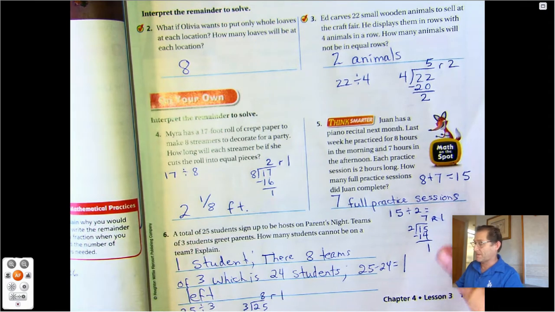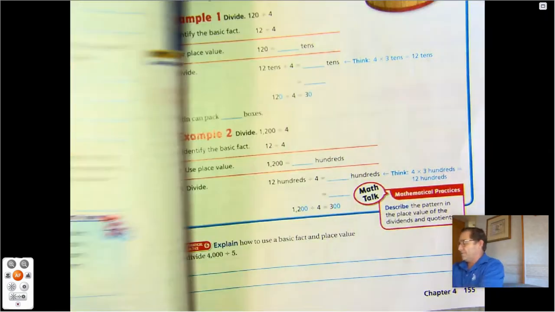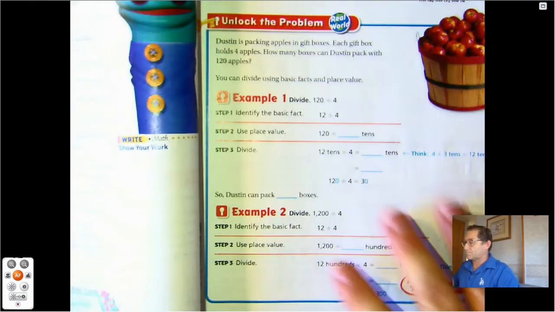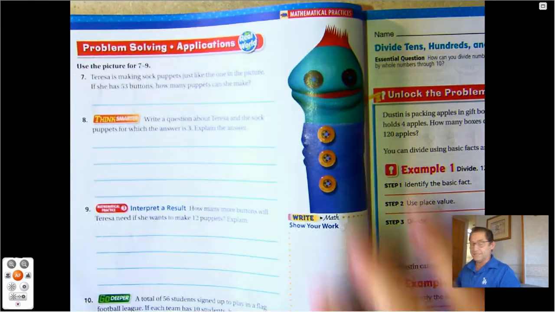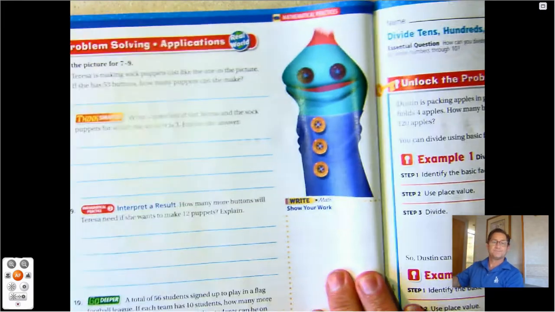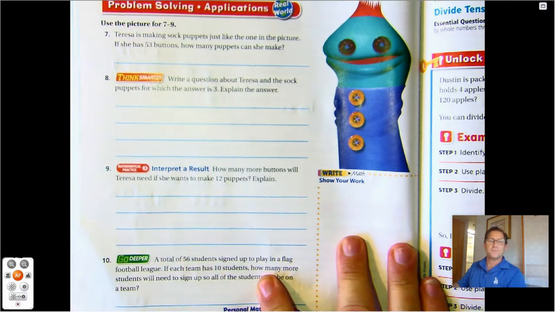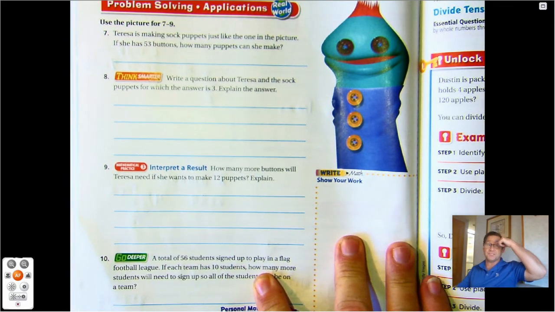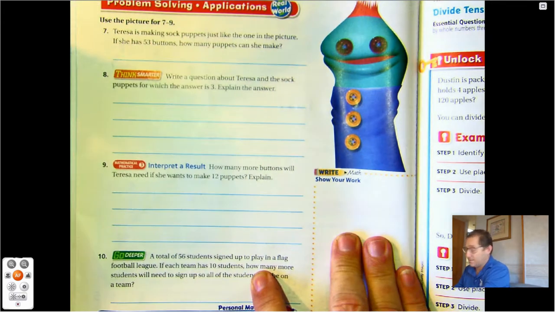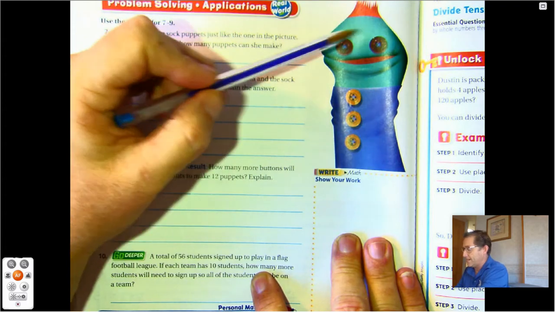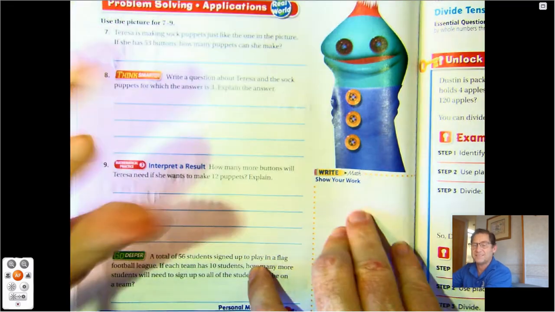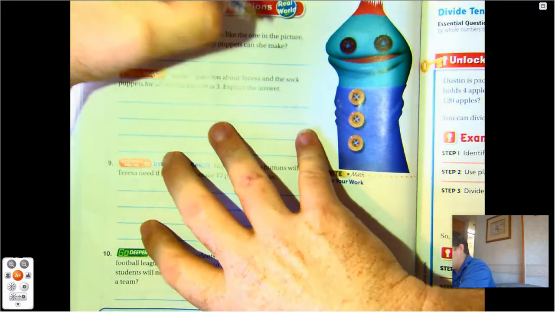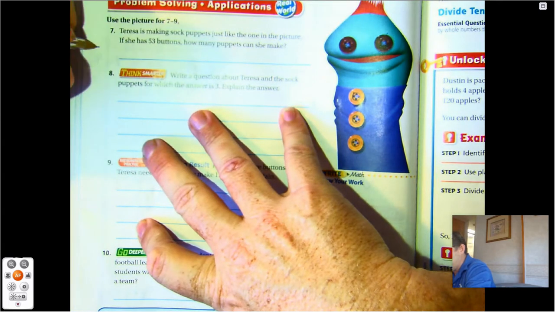And 154. So Teresa is making sock puppets, just like the one in the picture. If she has 53 buttons, how many puppets can she make? All right, so it takes how many buttons? 3 here, 2 there. So 5, right? 5 buttons per puppet. So we have 53 divided by 5.